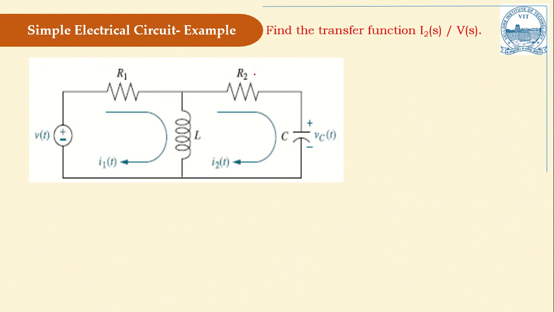I'm considering a two loop network for which I need to find the transfer function I2 of s divided by V of s. This was the circuit given to me. First, I need to determine the transformed network.